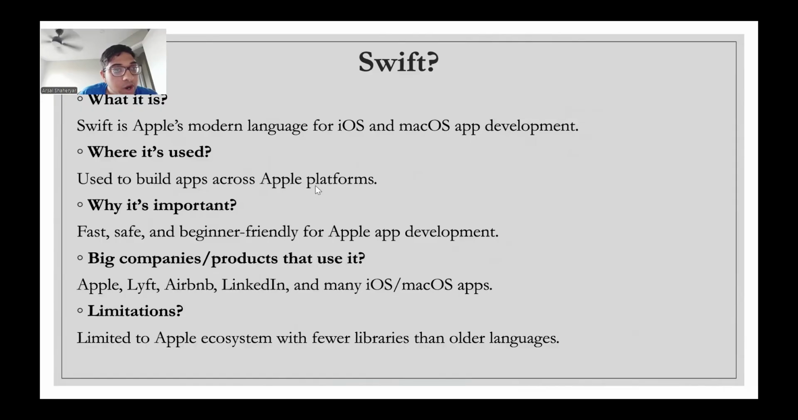Swift is Apple's modern language for iOS and macOS app development, used to build apps across Apple platforms. It's fast, safe, and beginner friendly for Apple app development. Apple, Lyft, Airbnb, LinkedIn, and many iOS/macOS apps use Swift. It's limited to Apple ecosystems, with fewer libraries than older languages.